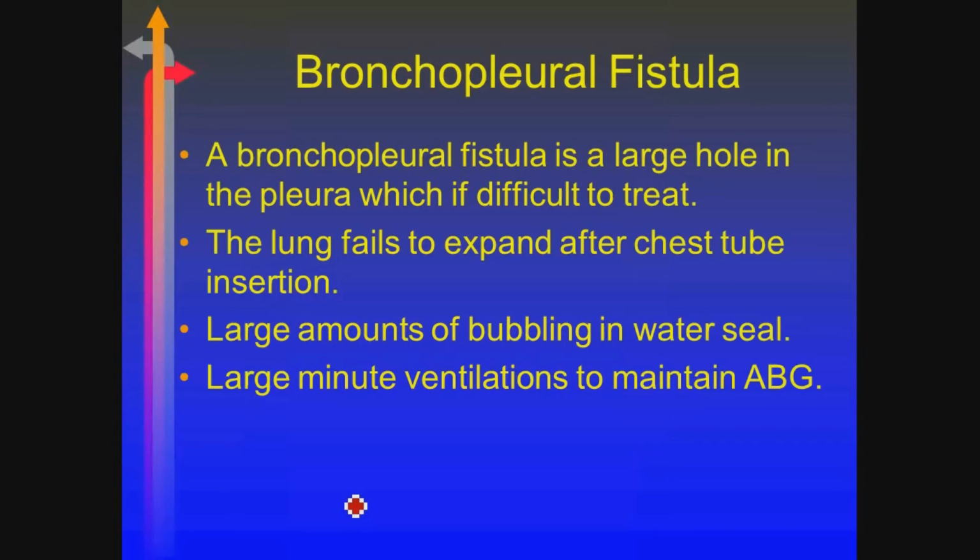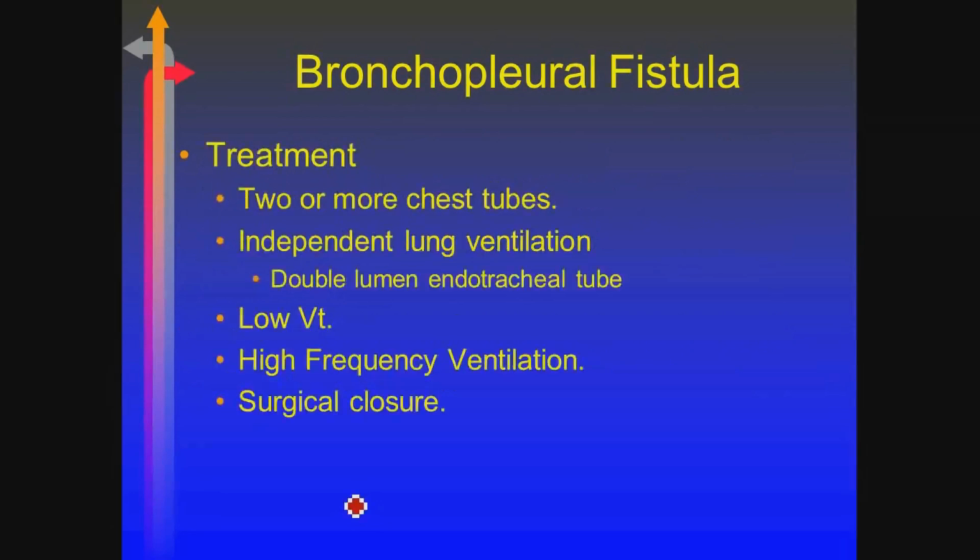We talked about a bronchopleural fistula, where it's a direct connection. So any air that goes in goes right through the chest tube and comes back out again. And you'll see a huge amount of bubbling involved when that's the case. Sometimes we need to have two chest tubes. Sometimes we actually need three chest tubes: one for the right lung, one for the left lung, and the mediastinal space.